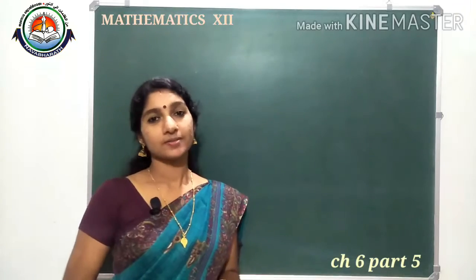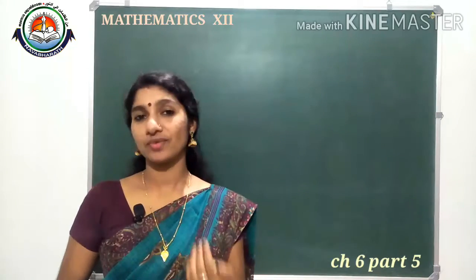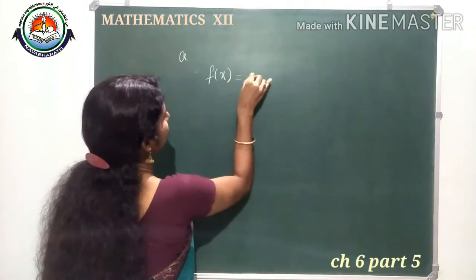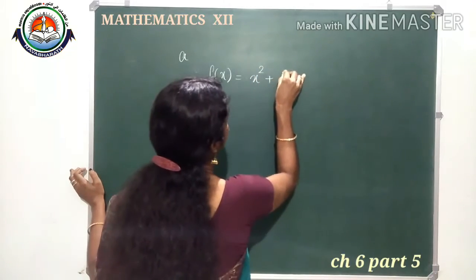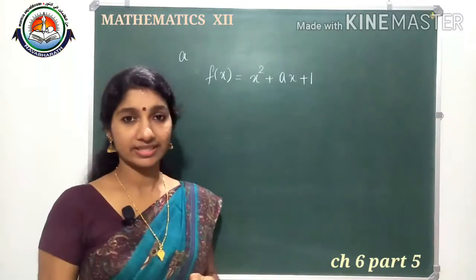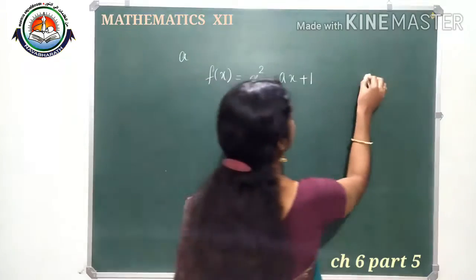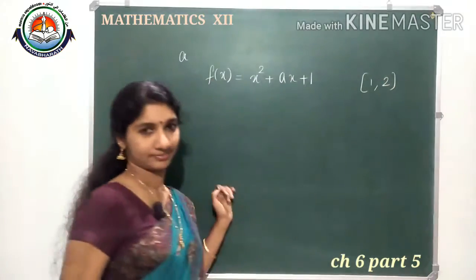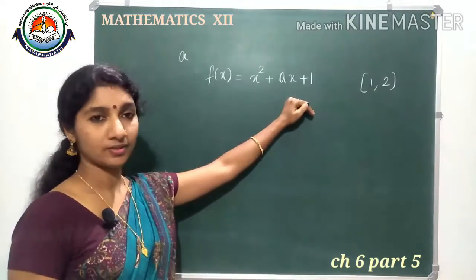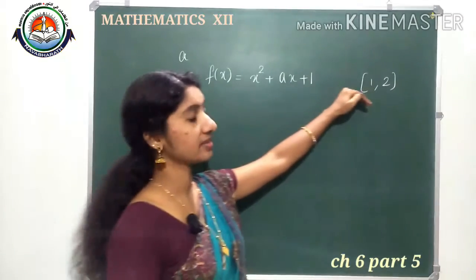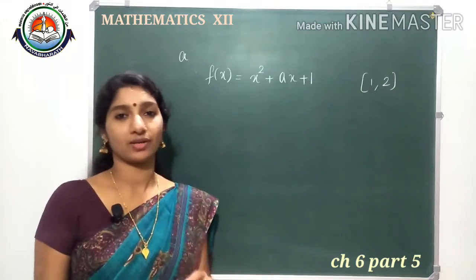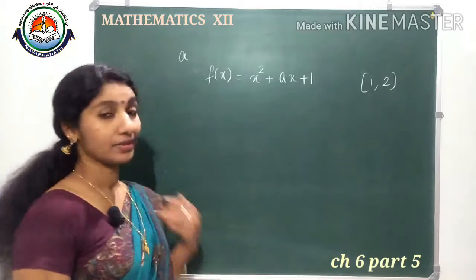Okay. Next one is, find the least value of a in the function f of x equal to x square plus ax plus 1. It is given that this function is strictly increasing in the interval (1, 2). We need to find the value of a, the least value of a. So what will be the least value of a?